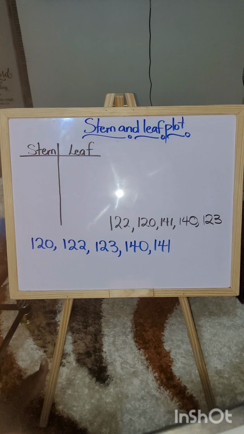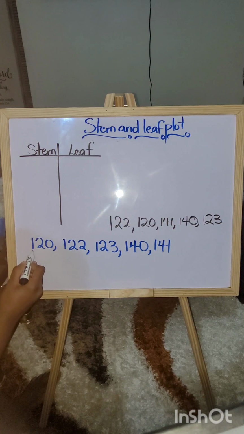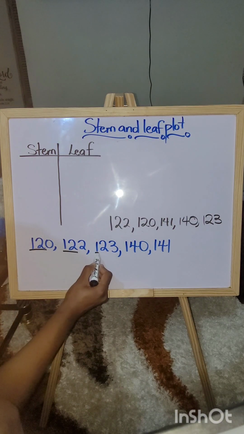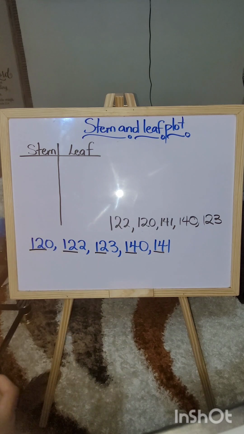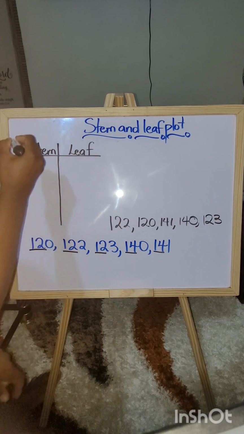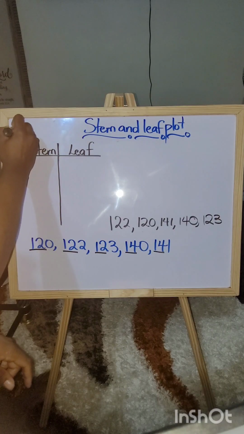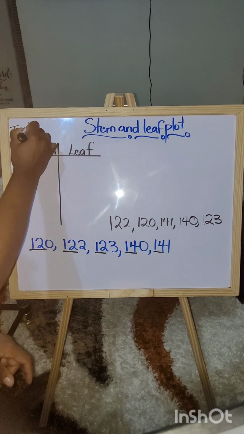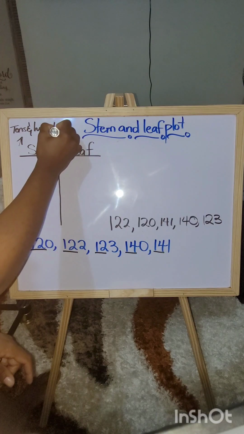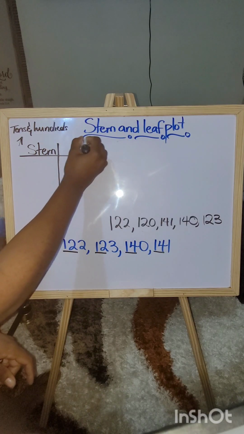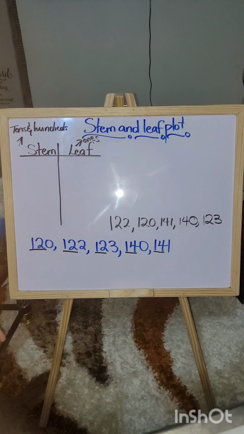All right, so now that they're in counting order, it's time for us to actually put them on our stem and leaf graph or plot. Now we realize that there are three digits here. What am I going to do? In this case, the stem is going to represent the tens and the hundreds, so the first two numbers. The leaves will always represent the ones, so you don't have to worry about that. The first two numbers will always go to the stem.